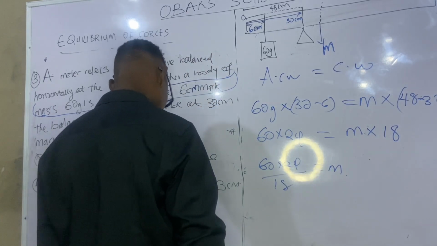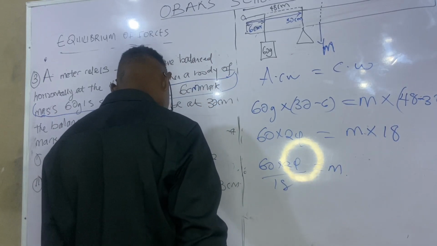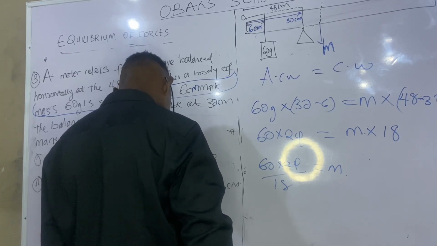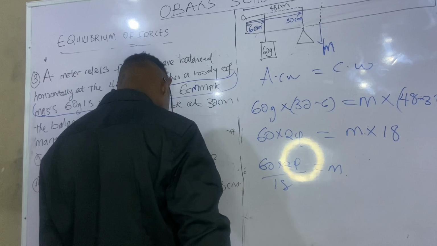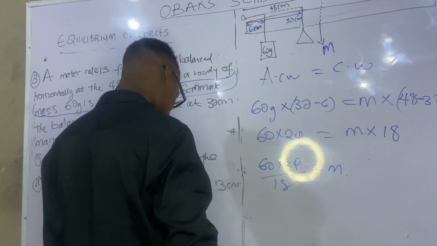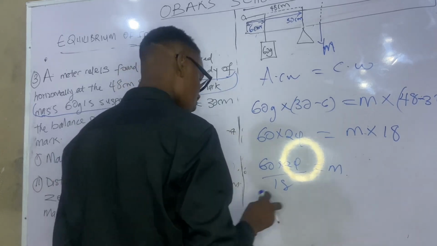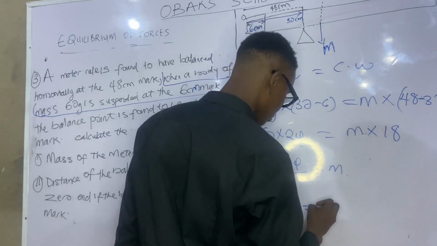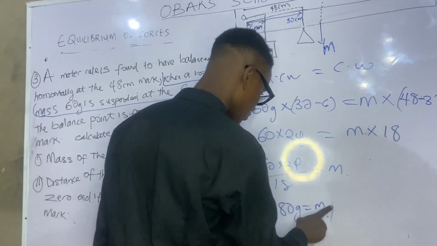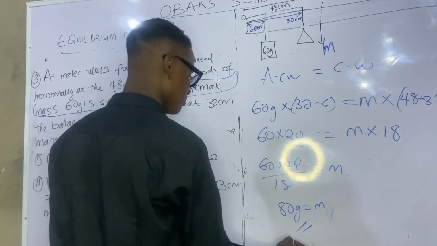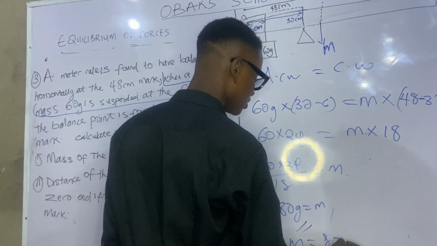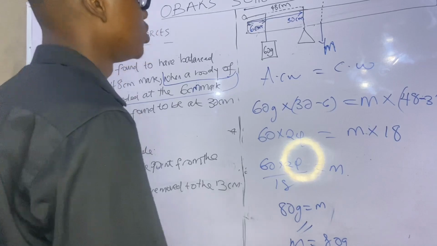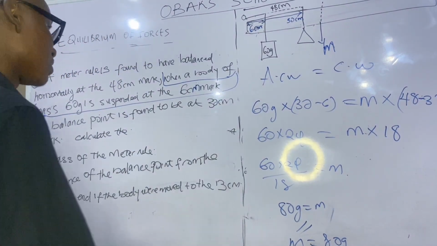So let's solve for that. 60 times 24 divided by 18. The mass of the ruler is 80 grams. So sometimes you have to be careful of the unit. You need to watch what unit you are asked to give your answer in.